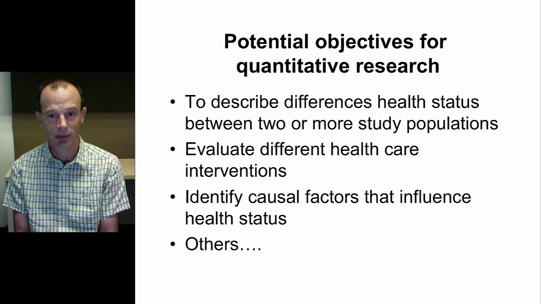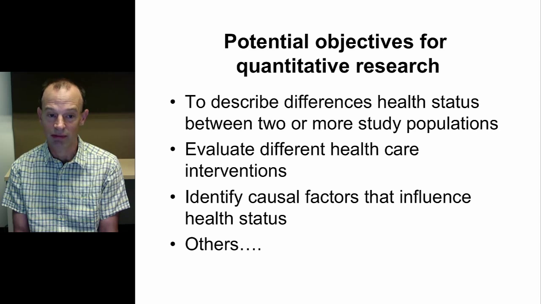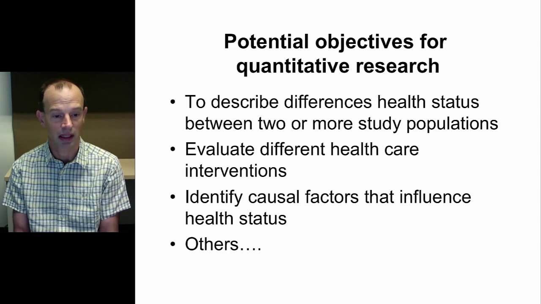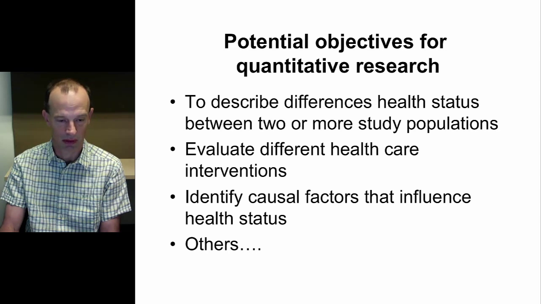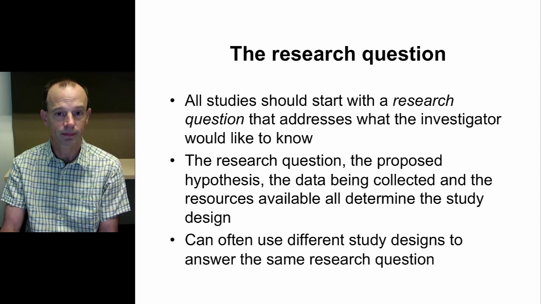The potential objectives for a quantitative research project would be, for example, to describe differences in health status between two or more study populations, to evaluate different healthcare interventions, as well as to look for causal factors that influence health status. Of course, there are many other types of objectives that you can have, but these are just a few of the more common ones.